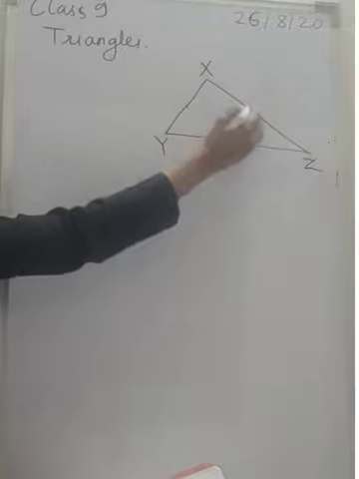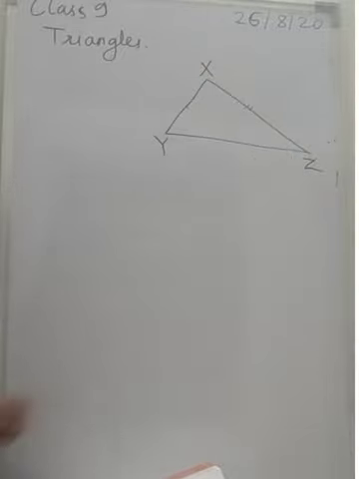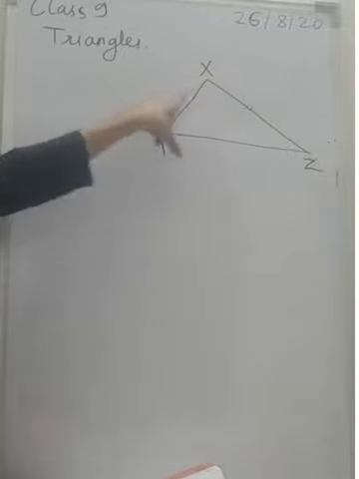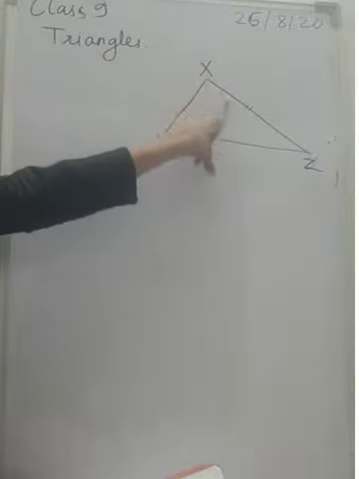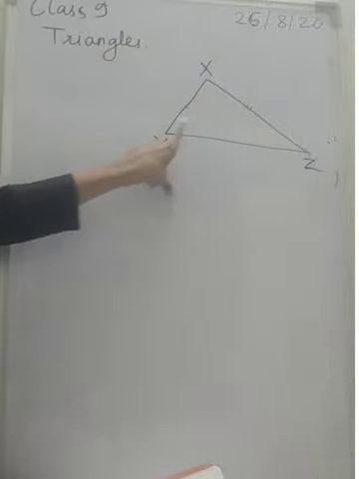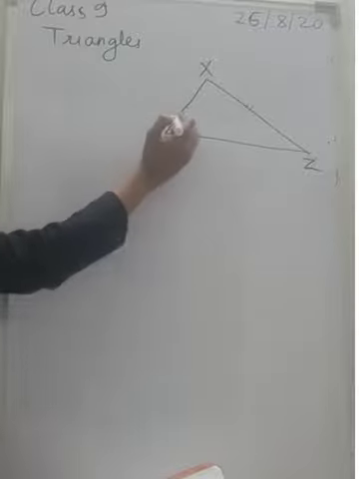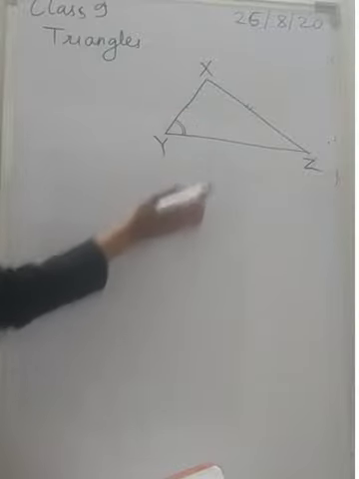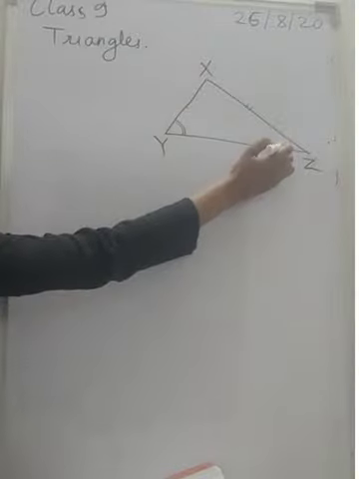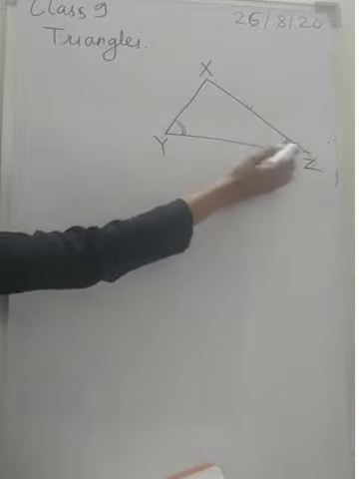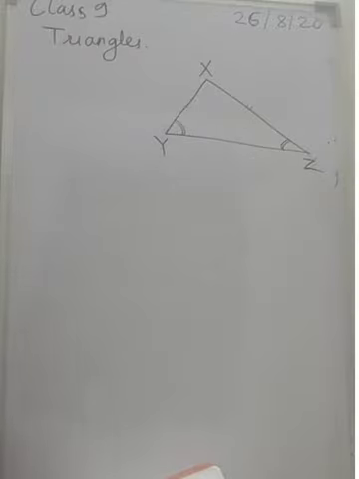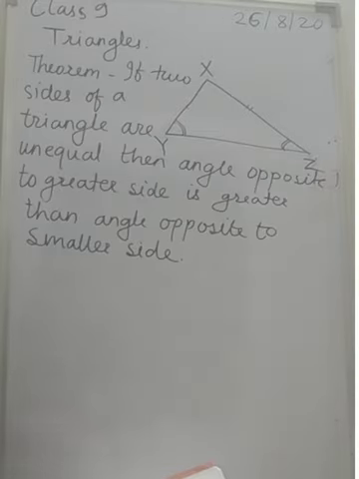this is the greater side out of these, and this side is smaller, so the angle opposite to this is this angle. So we need to show that this angle is greater than the angle opposite to the smaller side. Okay, so let's write down the theorem first. So this is the theorem.